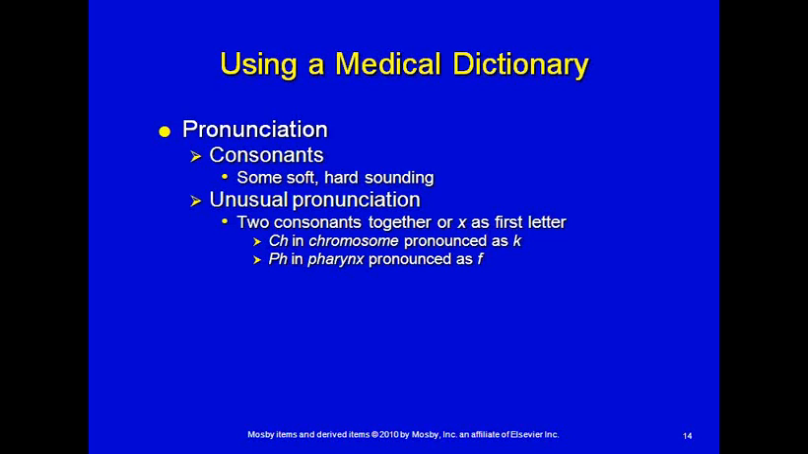When we talk about pronunciation of medical terms, consonants, some are soft sounding and some are hard sounding. And then we have some that have unusual pronunciations. Two consonants together, or X as the first letter, is an example of unusual pronunciation. Like the CH in chromosome is pronounced as K, which is a hard sounding. The PH in pharynx is pronounced as an F, which is a soft sounding.